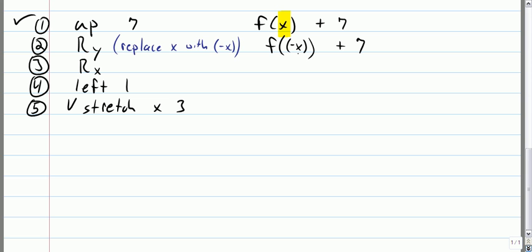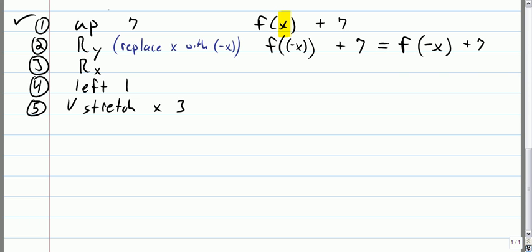So if you look at it at this step, notice you have a redundant set of parentheses, and you don't need one. So you can rewrite it f of negative x plus 7.